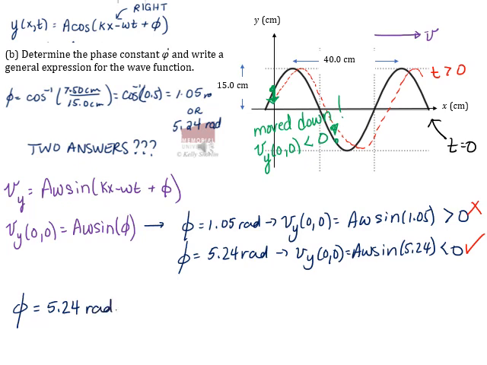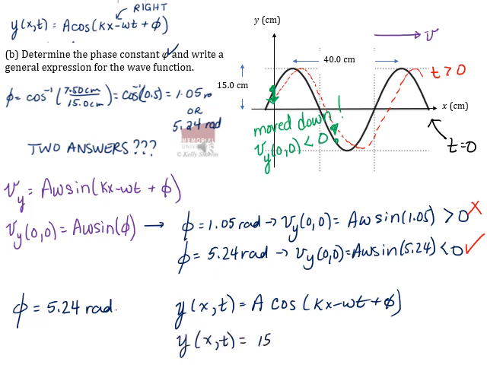Now to finish part B, write a general expression for the wave function. So that means write that y of x and t, start with the general expression, A times cosine kx minus omega t plus phi, and then fill in your numbers. y of x and t is 15 centimeters times cosine of k, that was 15.7 radians per meter, times x minus omega, omega was 50.3 radians per second, times t plus the phase constant, which is 5.24. You can write in radians if you wish, but you don't need to.